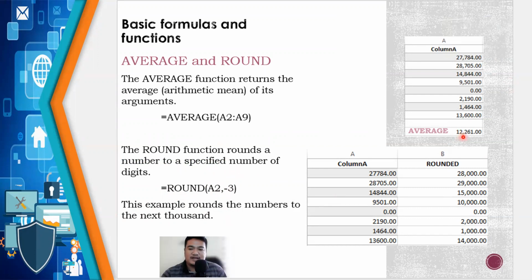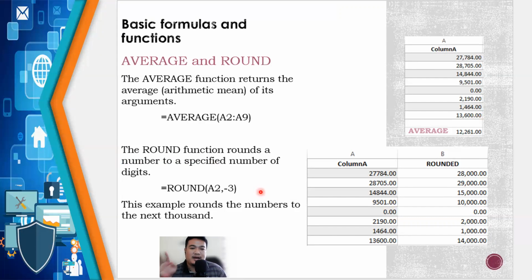Ito, yung average natin. It will just compute the average of these numbers. I-add niya and then i-divide niya sa number of values na meron doon. Yan, it gets the mean. Okay, yung ROUND naman, yung 2, 7, yan. As you could see, ganyan yung kanyang value. Kapag i-round natin siya into the next 1,000, yan, comma -3 naman to.